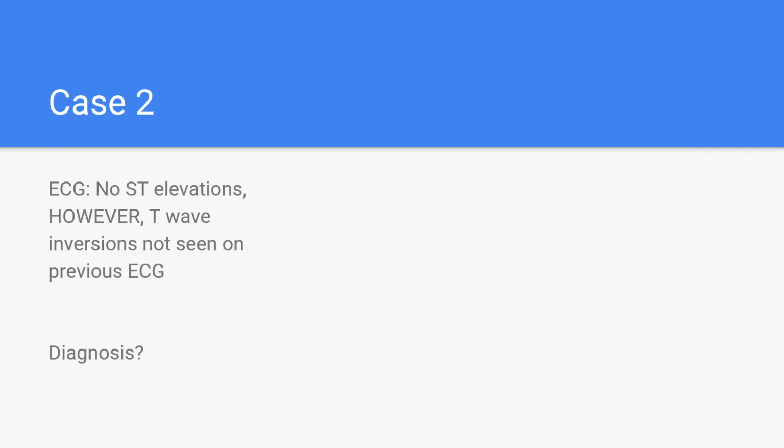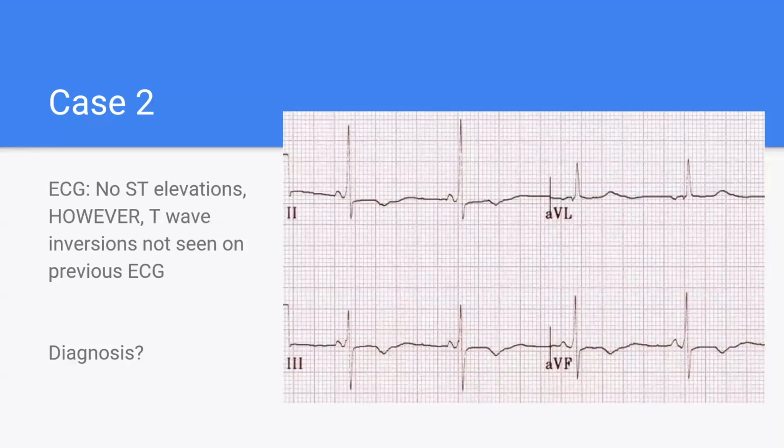So the ECG, let's see. ECG, no ST elevations. However, it does show T-wave inversions not seen on a previous ECG. And just to review, the T-wave inversions, of course, are these. So we get the QRS complex and then this down slope after the fact, whereas normally it would be up. So in this case, any ideas on what this diagnosis could be?